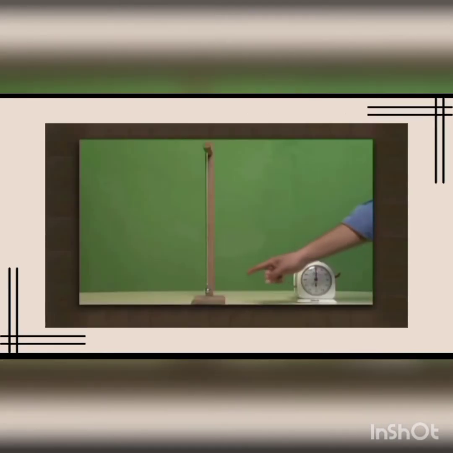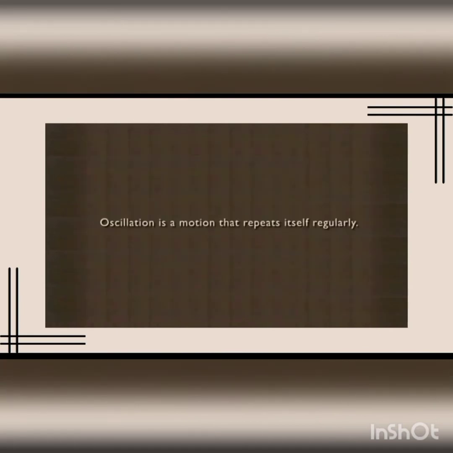Here we have a pendulum and a stop clock. Now we will count the time it takes to complete 10 oscillations. Swing the bob to one side and leave it. 1, 2, 3, 4, 5, 6, 7, 8, 9, and 10. Oscillation is a motion that repeats itself regularly, so it took 13 seconds to complete 10 oscillations. So the time period for the pendulum is 1.3 seconds per oscillation.